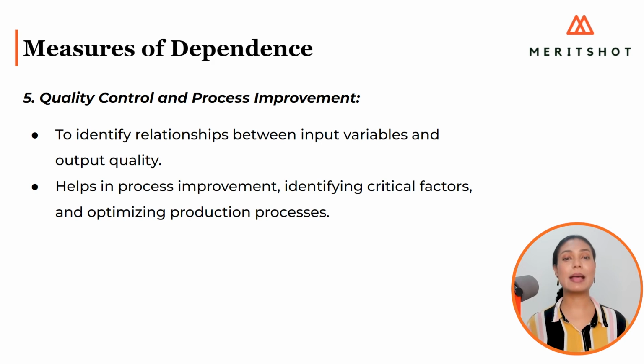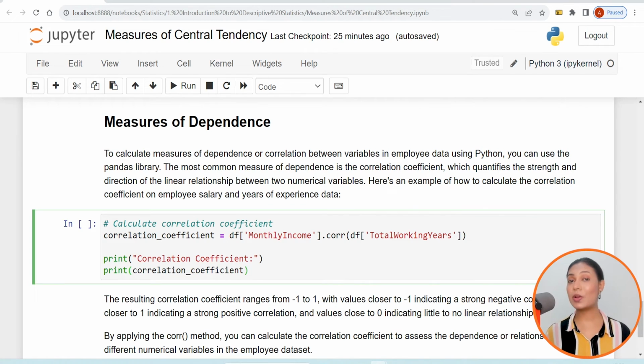Now let's take an example on how to use the measure of dependence to understand the relationship between two variables. Let us open the Jupyter Notebook. This time again, we are going to use the same data set. We will try to find out the correlation between monthly income and total working years of the employees. To find correlation between these two variables, we will use the CORR function.